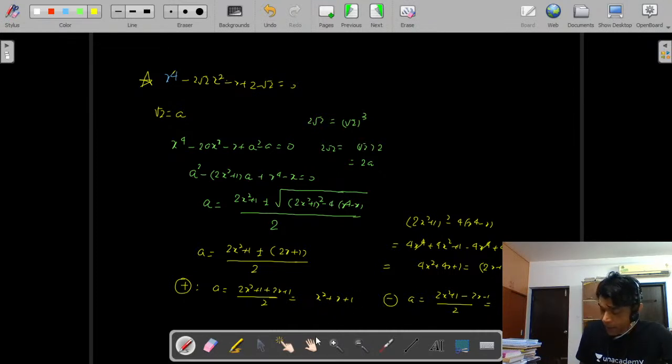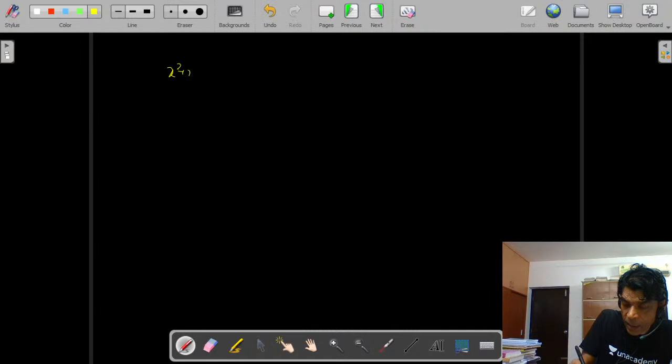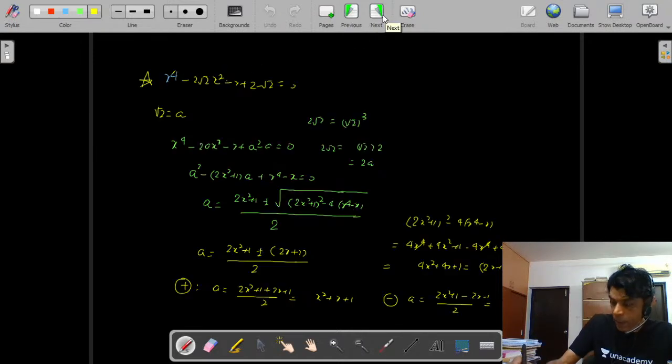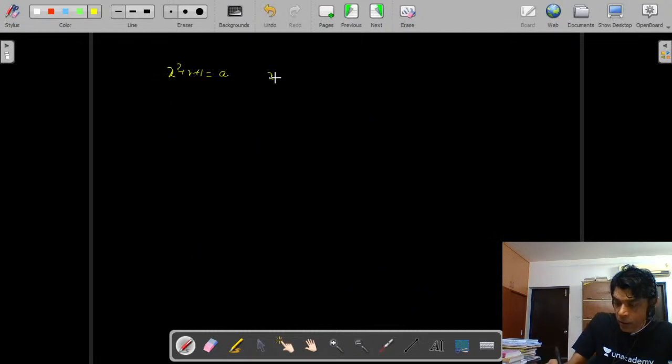So now I can solve it. So now I will write x squared plus x plus 1 equal to a, and I also got x squared minus x equal to a. Now remember, a was root 2. Let's recall, a was root 2. Now is the time to put it back. So x squared plus x plus 1 minus root 2 equals 0, and x squared minus x minus root 2 equals 0.